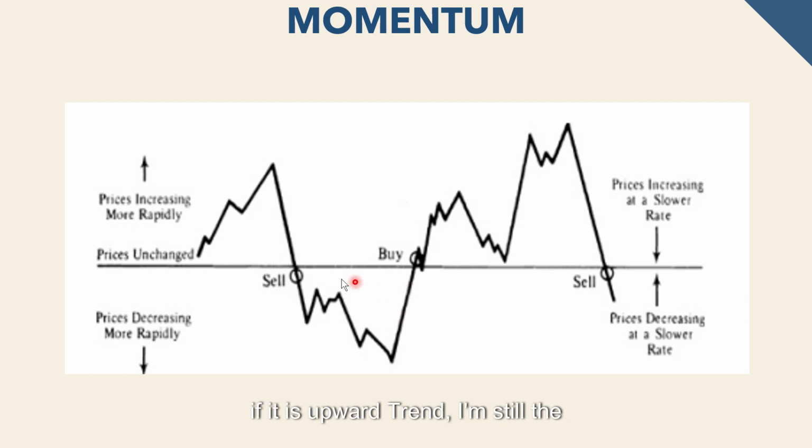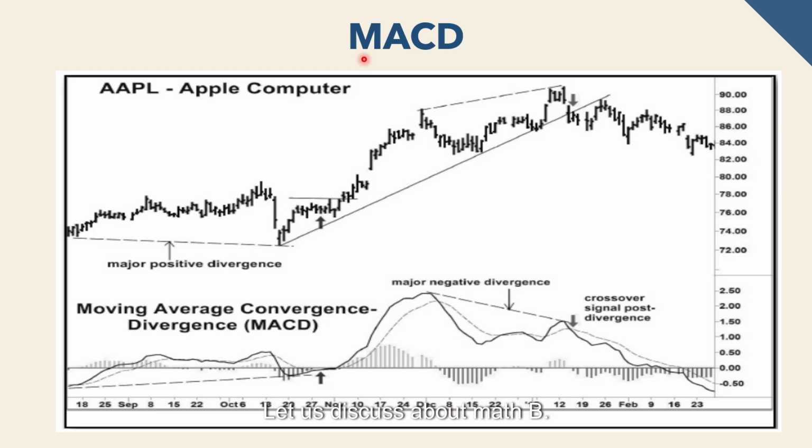If it is an upward trend and the momentum is still below the zero line, then the decrease is at a slow rate. Still the decrease is going on, but at a slower rate. Let us discuss MACD. These are some of the specific indexes and oscillators which we hear about pretty frequently, common indexes and oscillators we use for trading, isn't it?